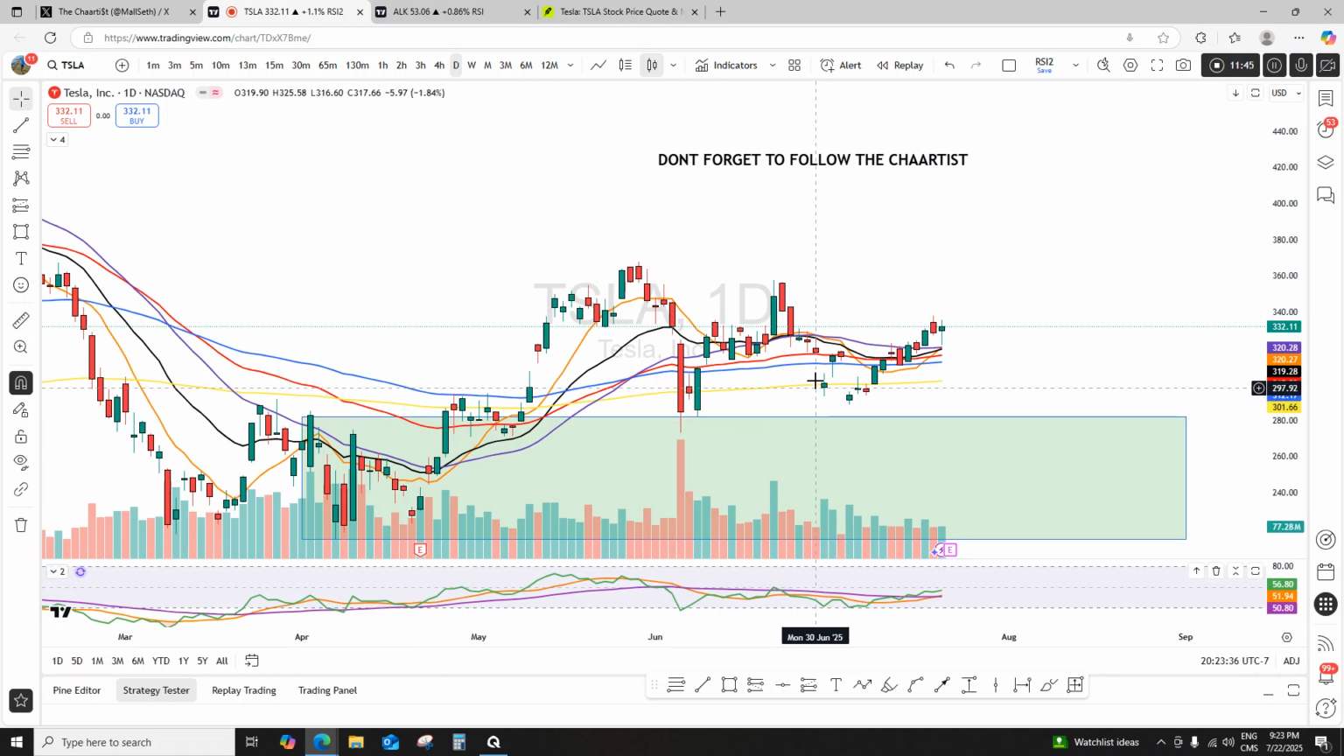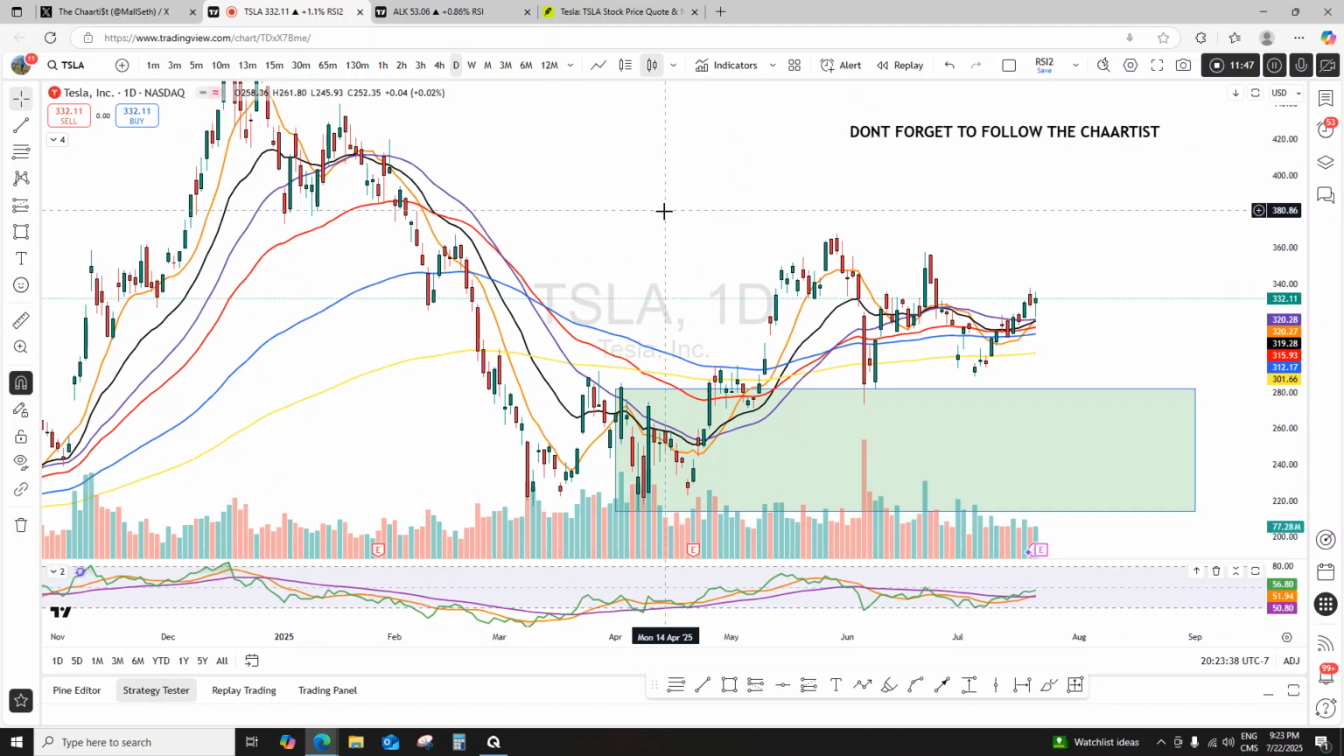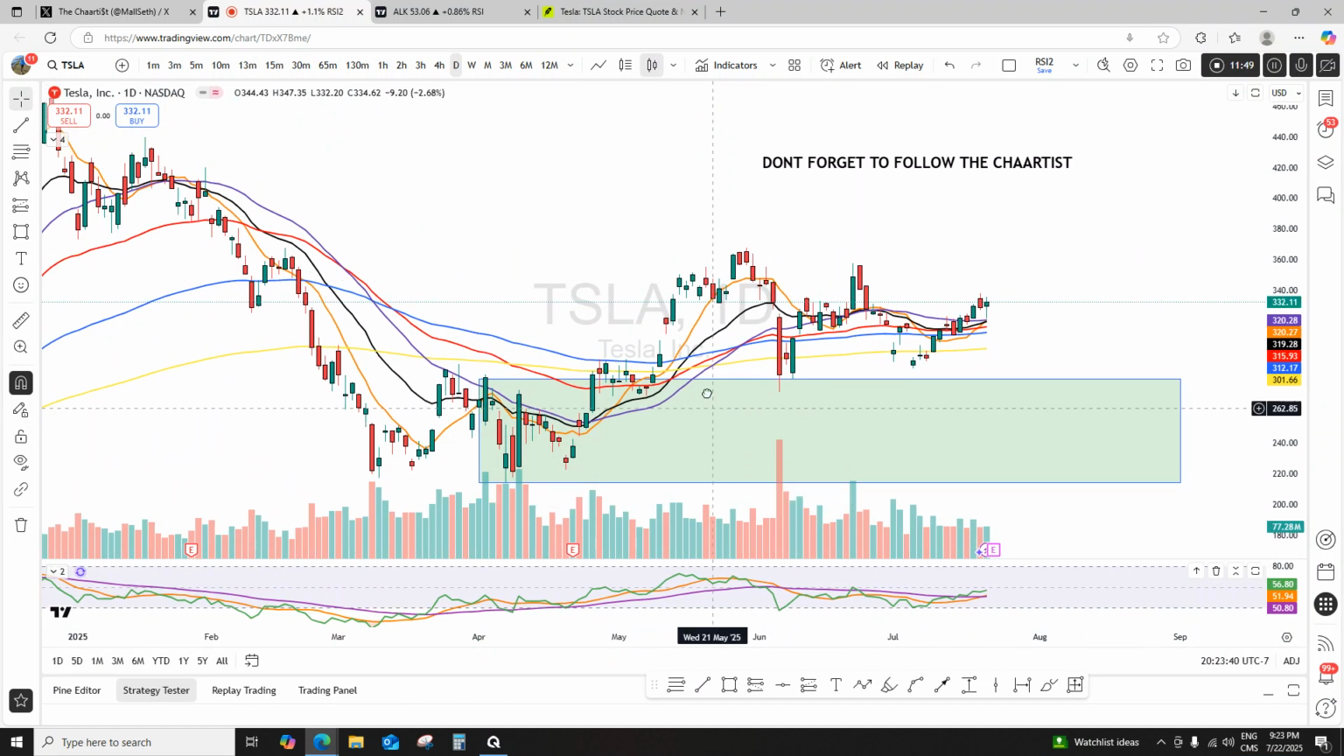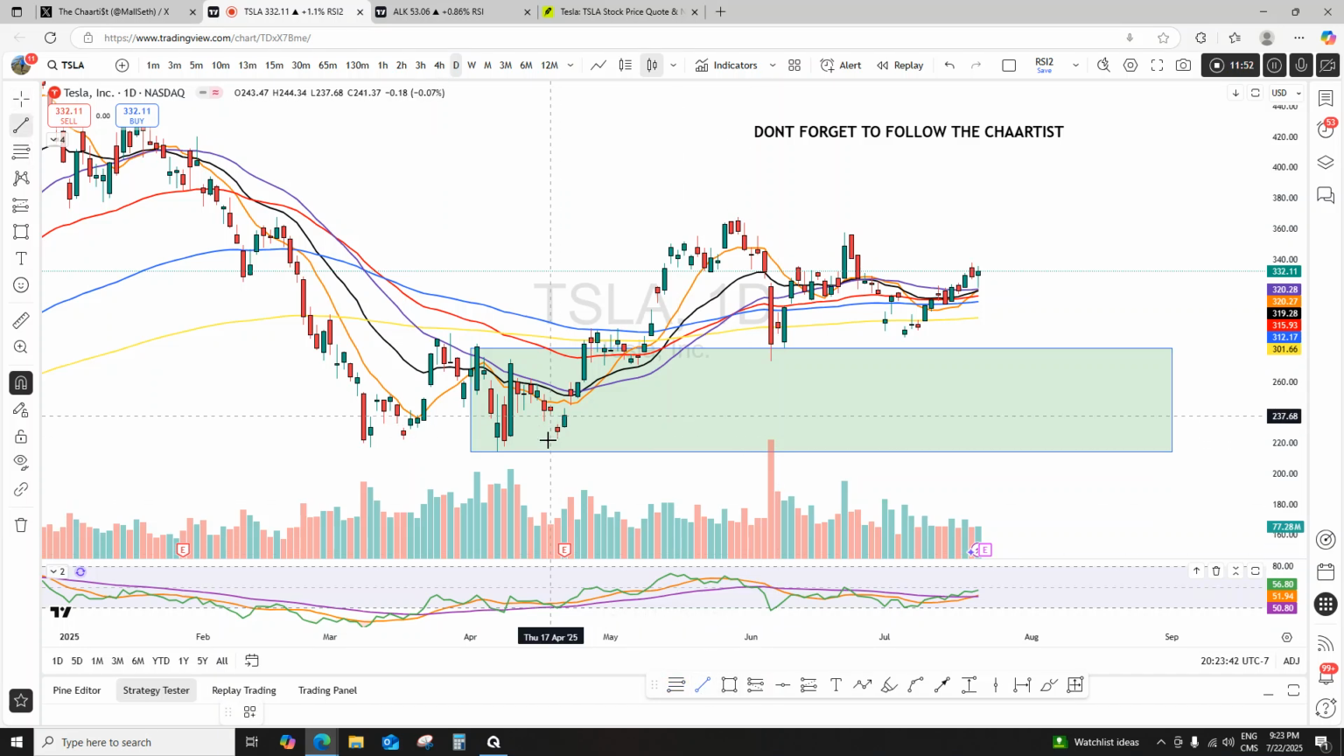Now let's talk about the trend lines quickly. If you can see here, I'm going to draw trend lines here.